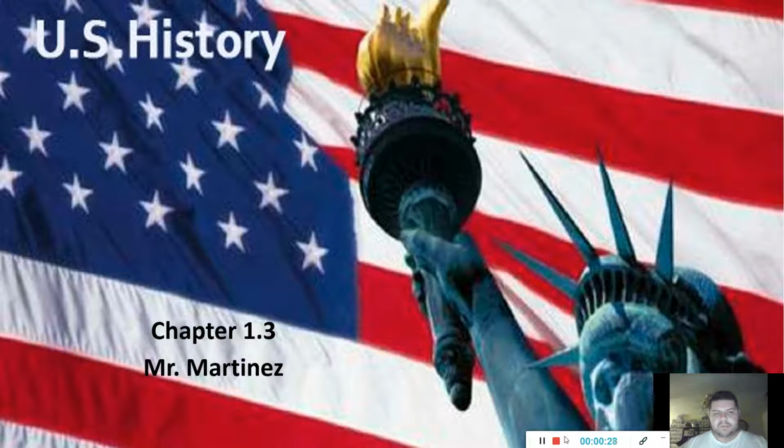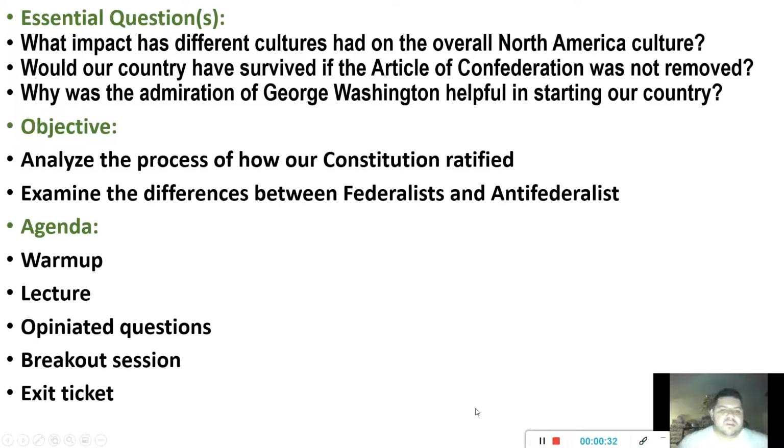Okay, so let's go to the objectives. So, again, analyze the process of how our Constitution is ratified and examine the differences between Federalist and Anti-Federalist.